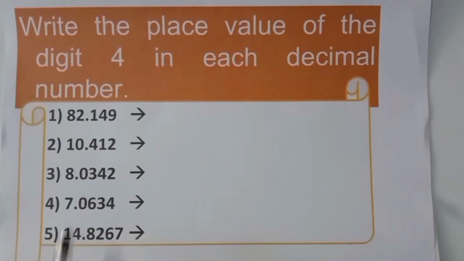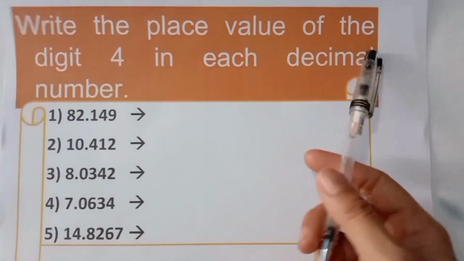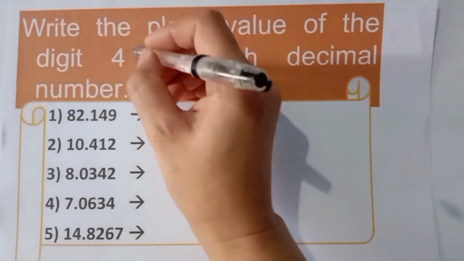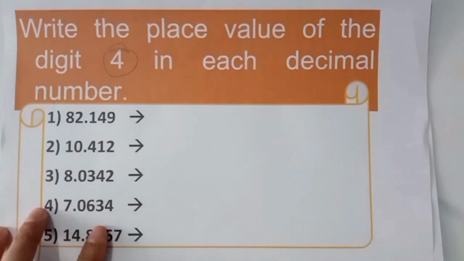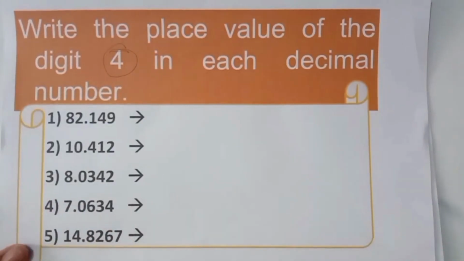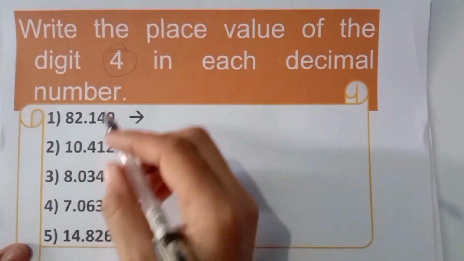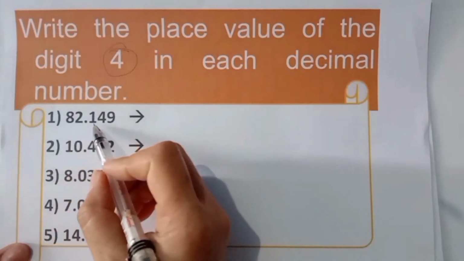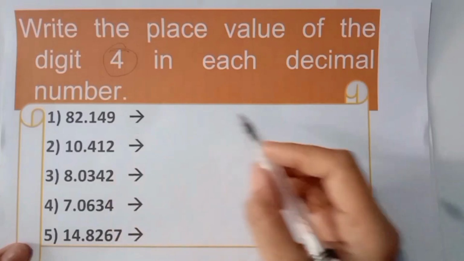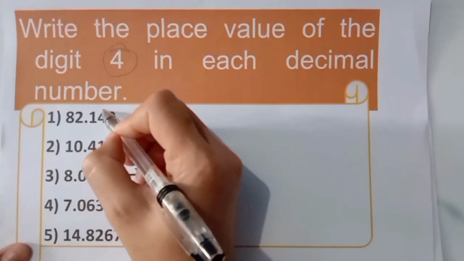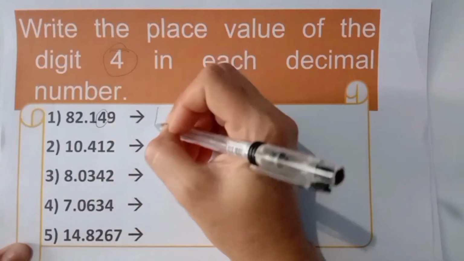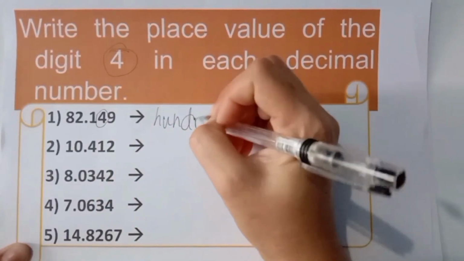Another, we are going to write the place value of the digit 4 in each decimal number. 4 daw, yung 4. Ano daw po ang place value ng 4 sa bawat number na ito? Okay, number 1. Okay, so 82 and 149 thousandths. So, nandito po yung 4. So, ang 4 na ito ay nasa hundredths place po siya.